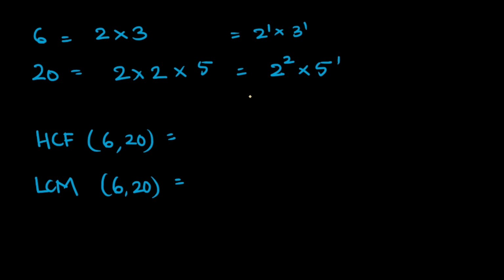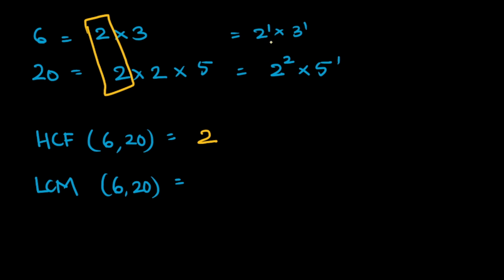What's HCF? The common factor with the lesser power, right? If you find this power concept difficult, see, for HCF, 2 is common. I've taken the 2, just paired this 2. Then is there anything else to pair? Nothing is there to pair. So the HCF of 6 and 20 is 2. Here you can see 2 is the common factor and the smallest power is 1. 2 raised to 1 is the smallest power, so 2.